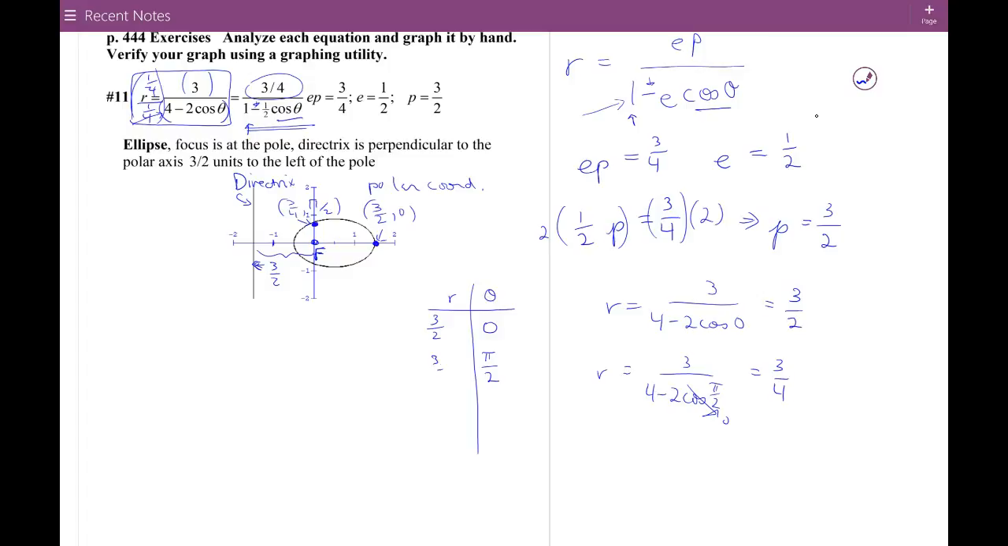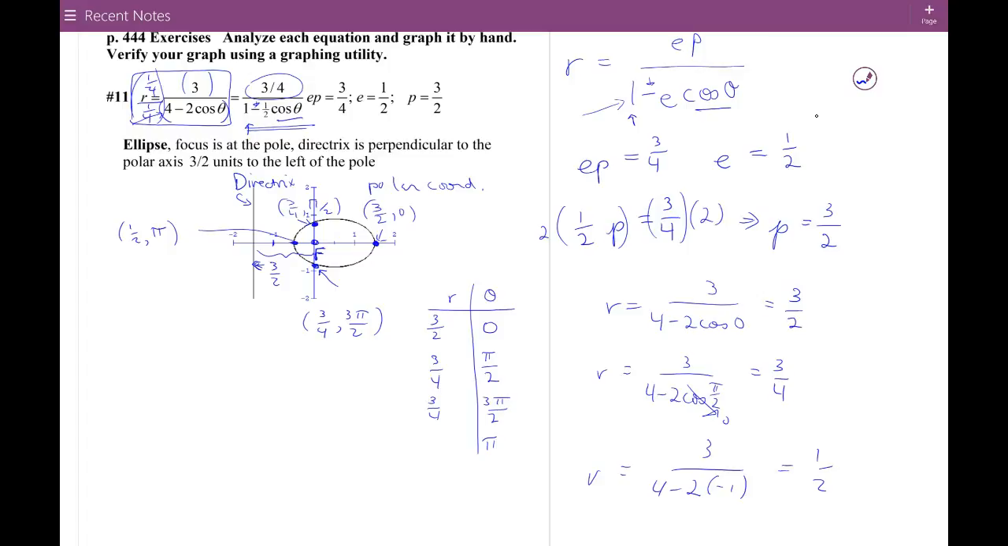And then you can see by symmetry that when I put 3 pi over 2, the cosine is 0 again, and so I'm going to get 3/4 again, so that gives me this point down here. So this is r is 3/4 when theta is 3 pi over 2. And then let's get one more point when theta is pi. Cosine of pi is -1. So I'm going to get that r is 1/2. So here is the point where theta is pi and r is 1/2 in polar coordinates.